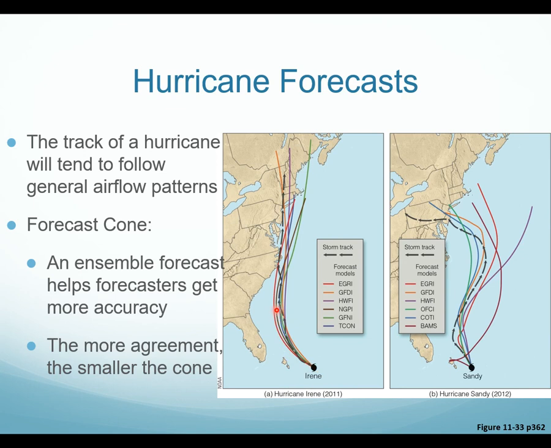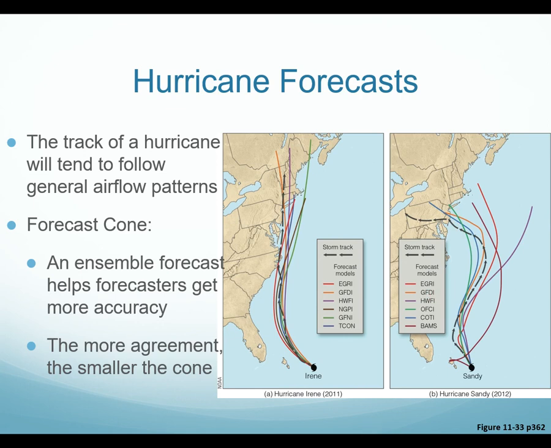So, for example, here's Hurricane Irene from 2011. Yes, it was a pretty nasty storm. It moved to the north. But notice these forecasts here. Every forecast predicted almost the exact same path. However, Hurricane Sandy, notice that the different forecasts had very different results. Some said it would be coming towards Florida, then turn around and go up to Massachusetts. Another one said it would come north and then head out to sea. They all said it would be a little bit north of where it actually was.